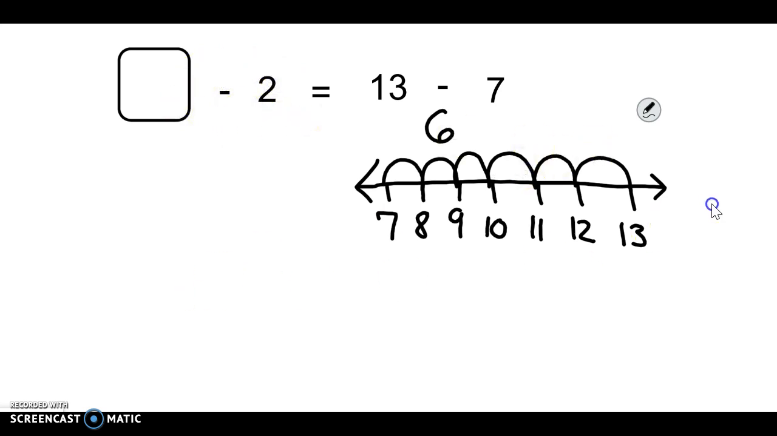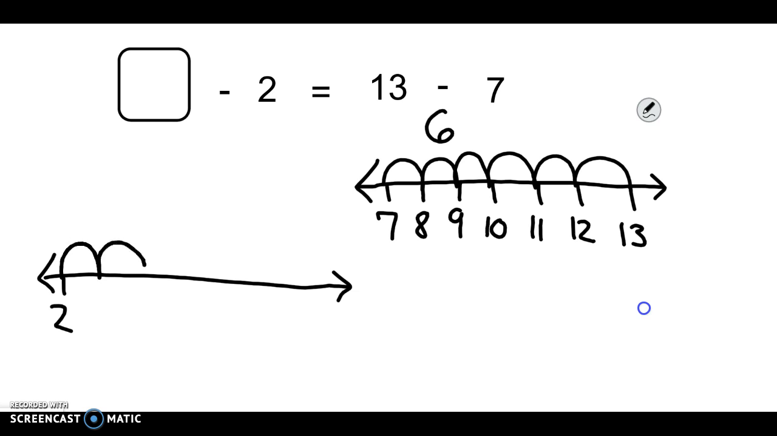Now let's draw another number line. We don't know what the first number is in our equation, but we do know that there is a 2. So let's write that 2 at the beginning of our number line so we can count up. How many times do we count up? Yes, 6 times. That's our skip count number for both sides. Let's skip count. 1, 2, 3, 4, 5, 6.